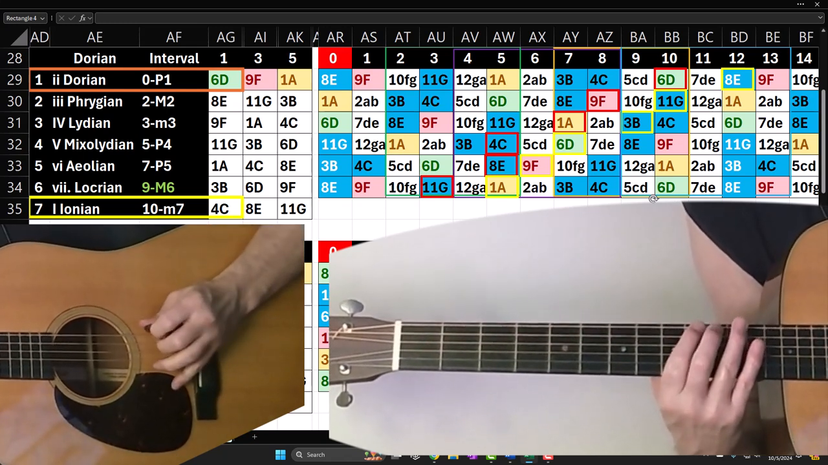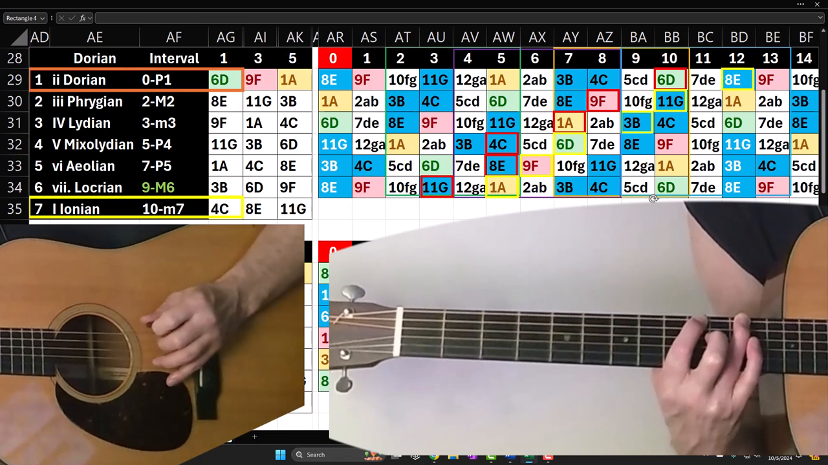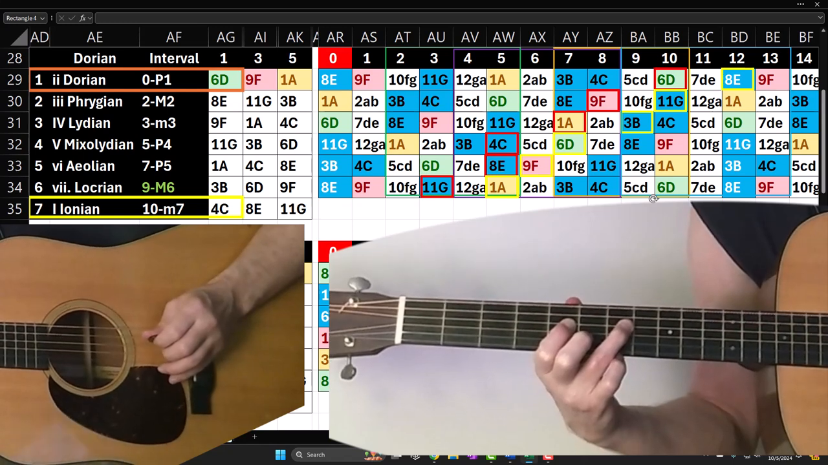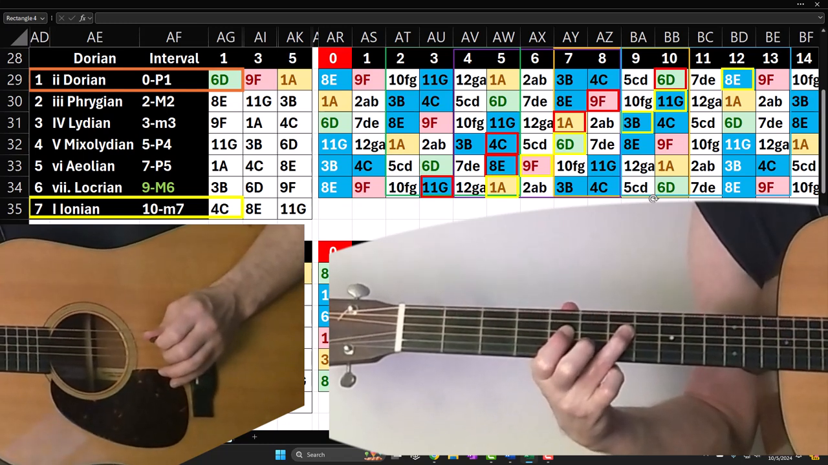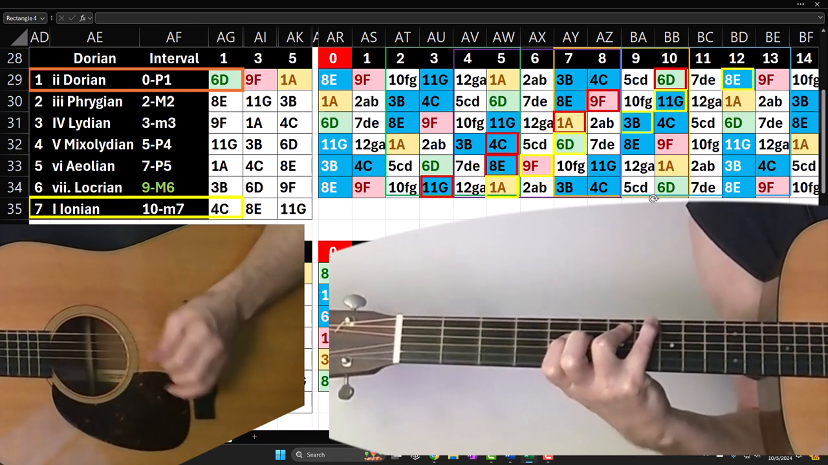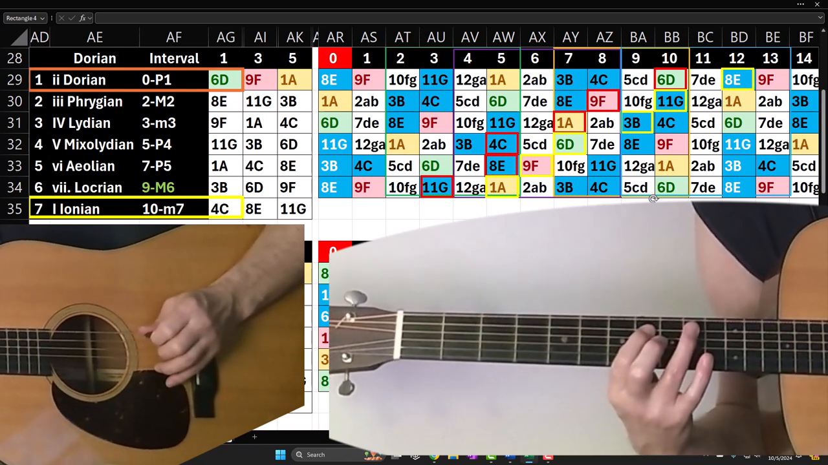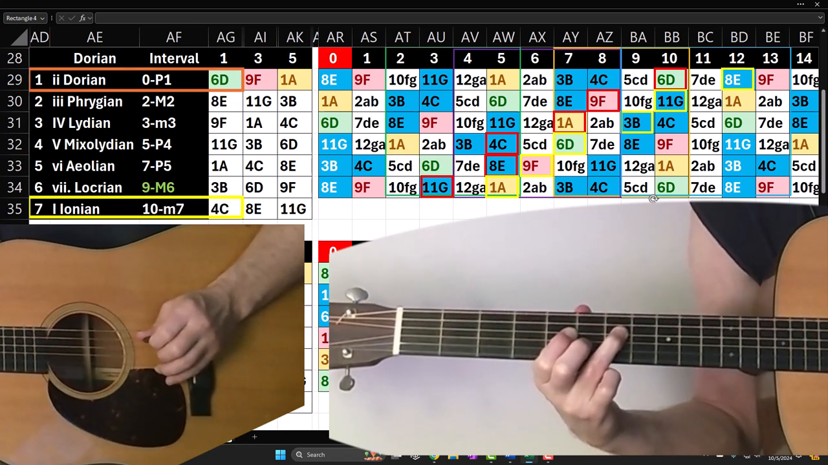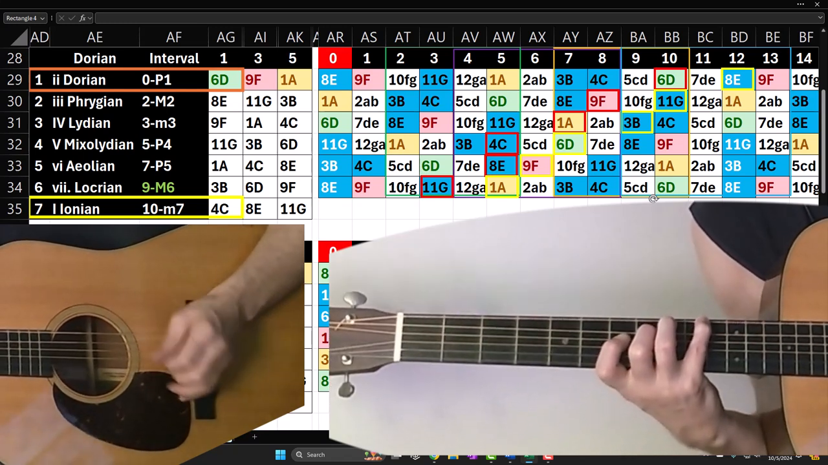So I could say, okay, 1, 2. If I was to play the scale in the key of D Dorian, it'd be 1, 2, 3, 4, 5, 6, right? Did I do that right? I think I did. 1, 2, 3, 4, 5, 6. And then maybe I slide up here, and then play my D.